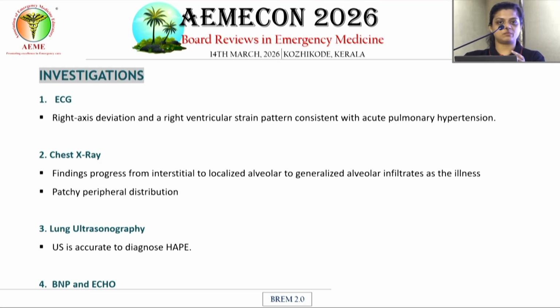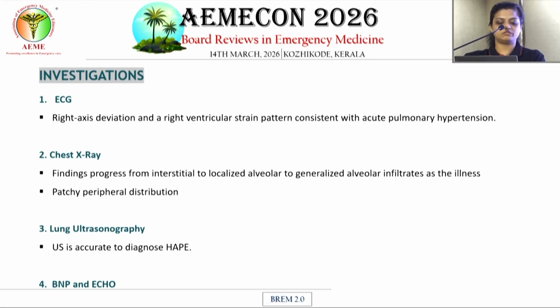Chest X-ray can progress from interstitial to localized alveolar infiltrates. Most commonly, they say, a right side middle zone opacity. That is because of the hydrostatic edema. If a right side middle zone opacity is present, you can say that it's pathognomonic for high altitude pulmonary edema. Then lung ultrasonography, which I think all of you will be using in your EDs.